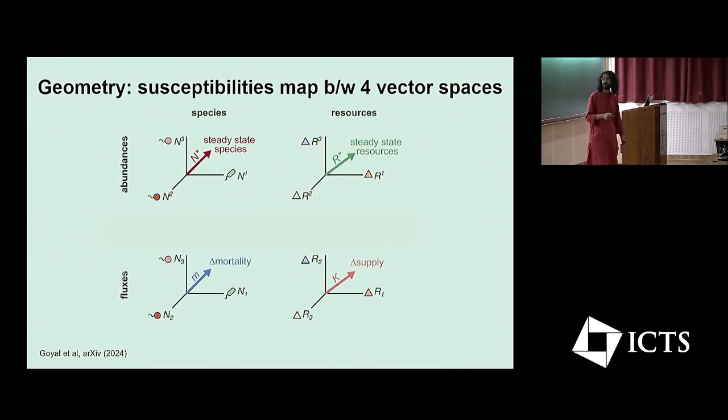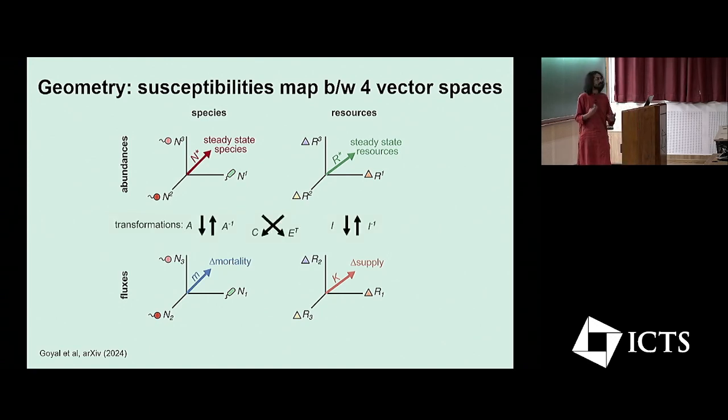Just to give you a sense, these are my 4 vector spaces that I'm talking about. There's a space for the species abundances, for the resource abundances, for the species fluxes, and for the resource fluxes. And so all 4 of our things, the steady state species abundances and resource abundances, live in the spaces on top, and the fluxes or the rates live in the bottom.